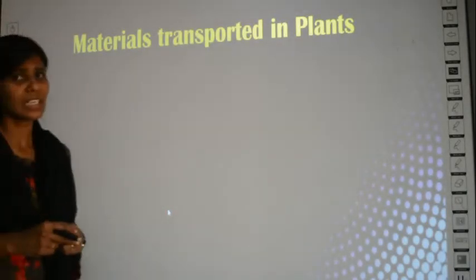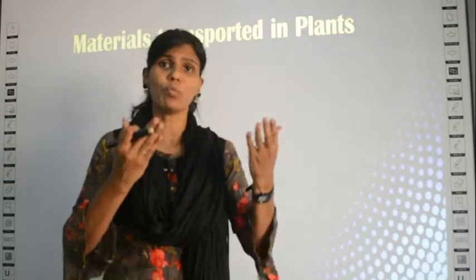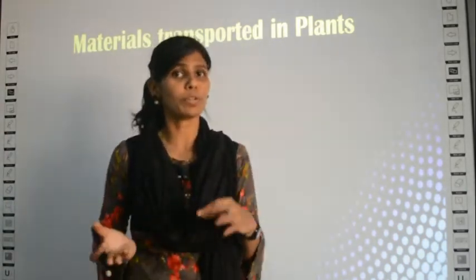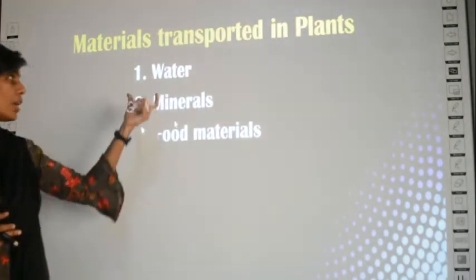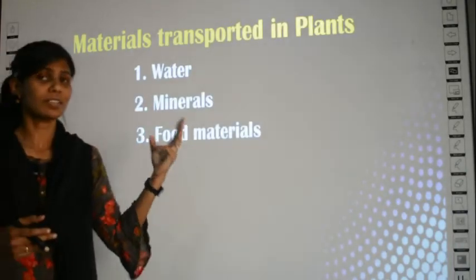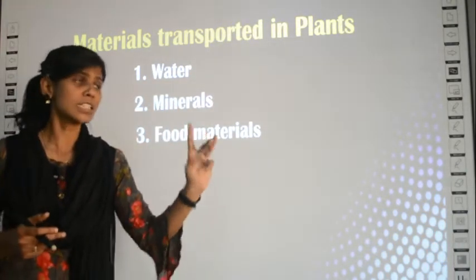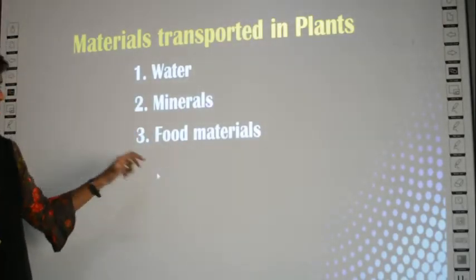What are the materials that are transported in the plants? What are the materials that move from one part of the plant to another part of the plant? There are three materials which can move within the plant. They are called water, minerals and food materials. What are the three substances which move inside the plant? Water, minerals and food materials.